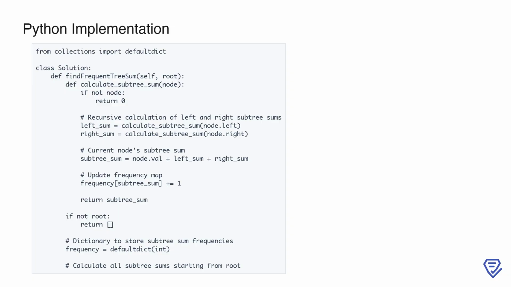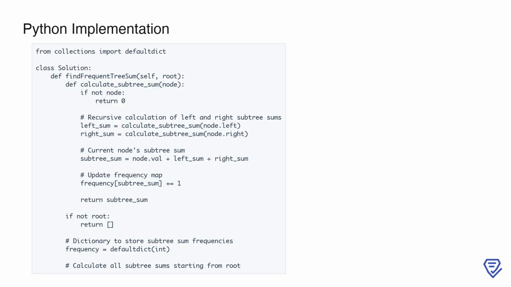This value represents the total sum of all nodes in the subtree rooted at the current node. The frequency map is then updated to increment the count for this particular subtree sum. Finally, the function returns the calculated subtree sum for the current node. Before invoking this helper function, we handle the edge case where the root is null by immediately returning an empty list, as there are no subtree sums to calculate.